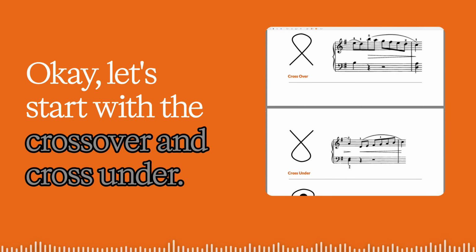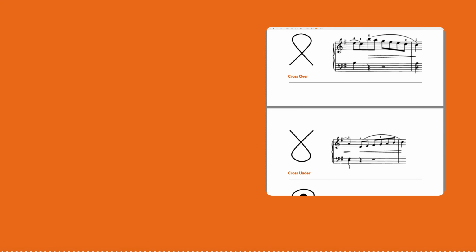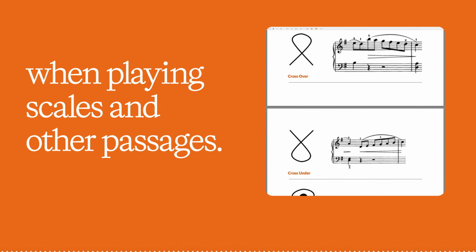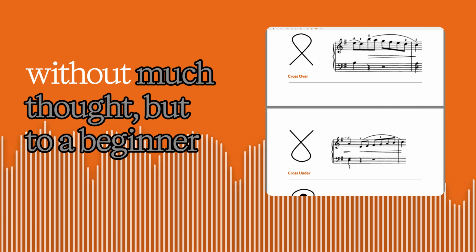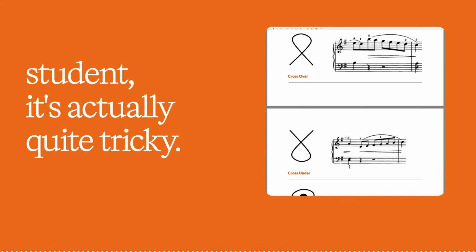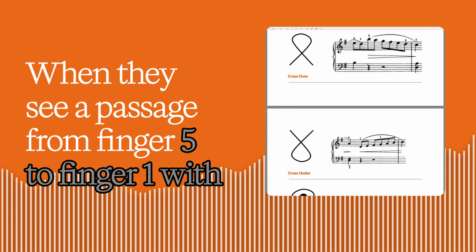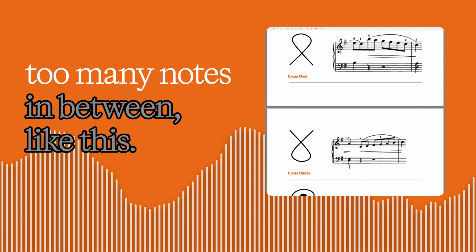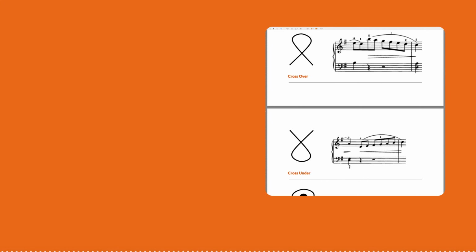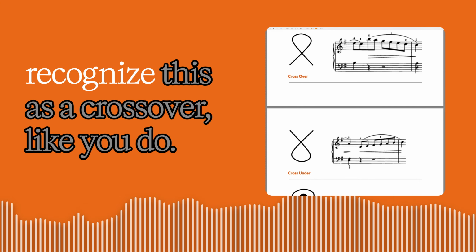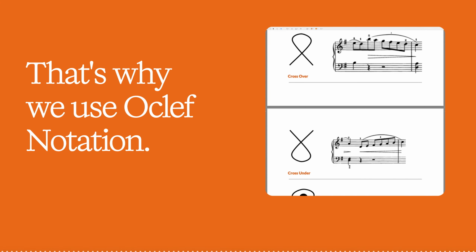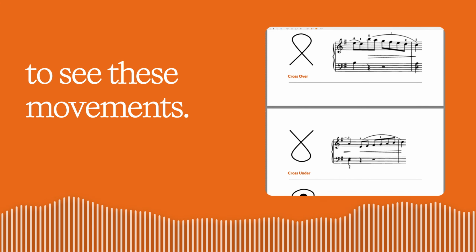Okay, let's start with the crossover and cross under. These are movements that you use instinctively when playing scales and other passages. To you, this happens naturally and without much thought. But to a beginner student, it's actually quite tricky. When they see a passage from finger 5 to finger 1 with too many notes in between, like this, for a single hand position, they don't automatically recognize this as a crossover like you do. That's why we use Oclef notation. And this will teach students how to see these movements.